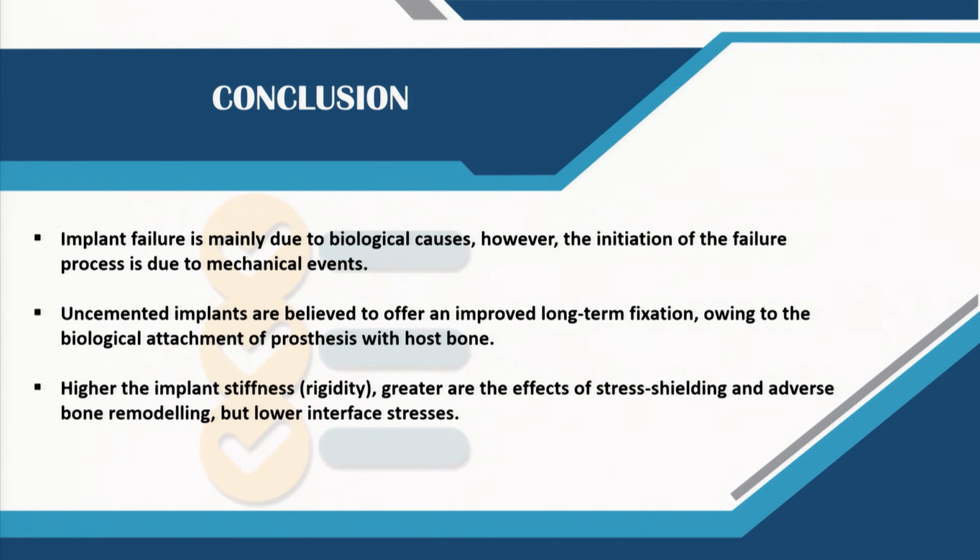Let me come to the conclusions of this lecture. Implant failure is mainly due to biological causes. However, the initiation of the failure process is due to mechanical events. Uncemented implants are believed to offer an improved long-term fixation owing to the biological attachment of prosthesis with the host bone. Higher the implant stiffness or the rigidity of the implant, greater are the effects of stress shielding and adverse bone remodeling, but lower interface stresses.